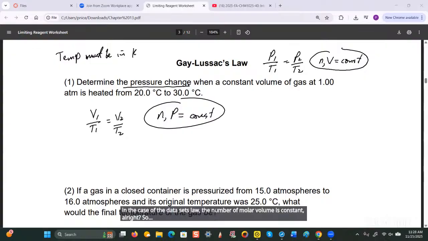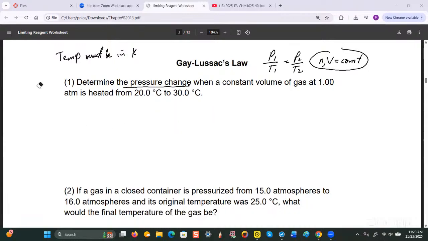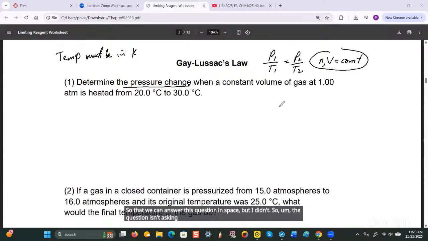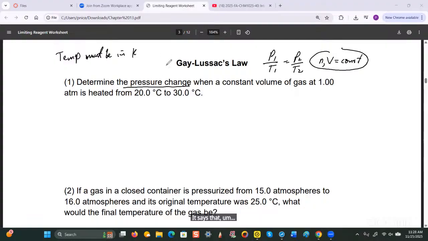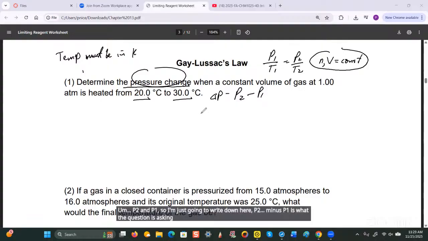So let me erase this so that we can answer this question in the space provided. So the question is asking for the pressure change, right? It says that you're starting off with 1.0 atmospheres of gas, and it is heated from 20 degrees Celsius to 30 degrees Celsius, all right? So what the question is asking for is the pressure change. So the pressure change would be the difference between P2 and P1. So I'm just going to write down here, P2 minus P1 is what the question is asking for. That's the pressure change, right?